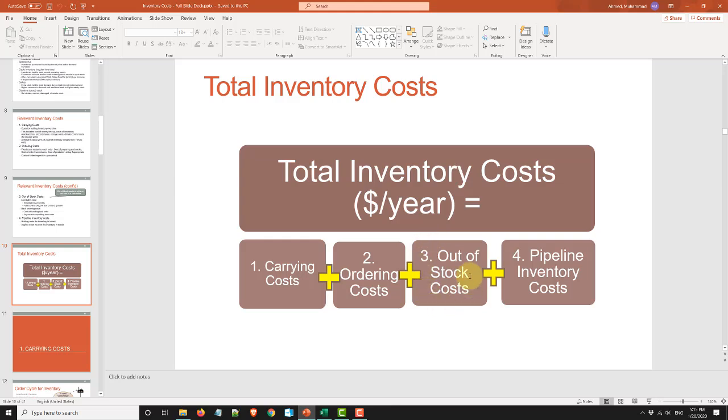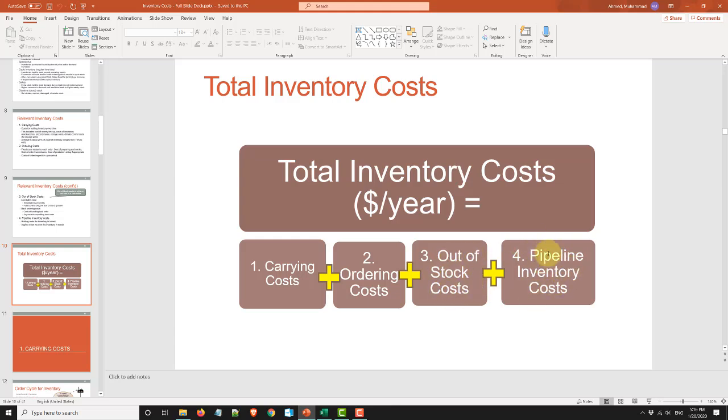Then we're going to have out of stock cost. Unless we carry infinite amount of stock, sometimes we will have demand spike up and it will cause lost sales. So the out of stock costs are basically the cost of lost sales when we don't have inventory and the customer comes knocking and says, I want to buy 10 units, and you say, I can't sell you 10 units. So you have an out of stock cost.